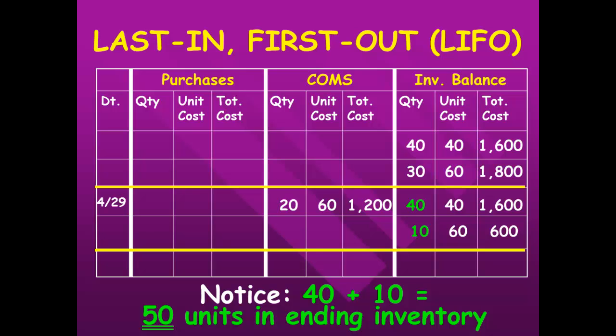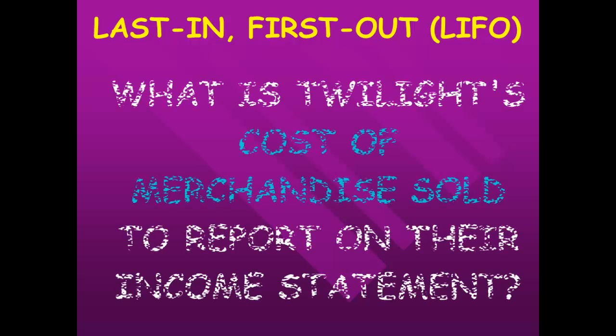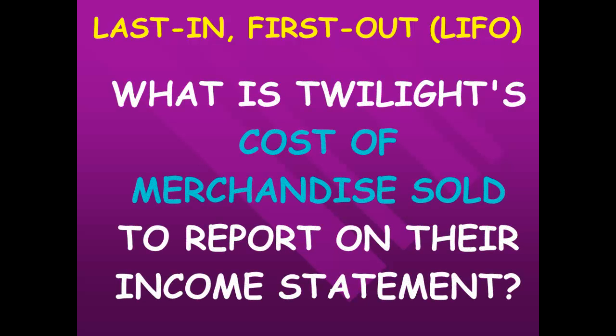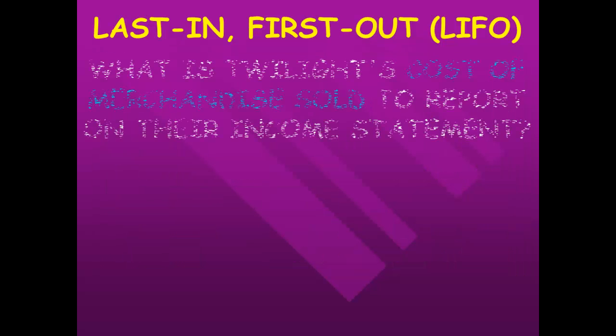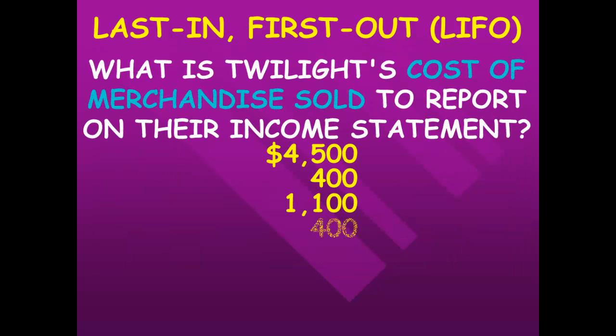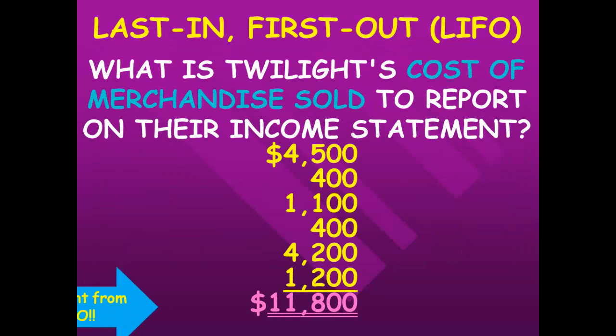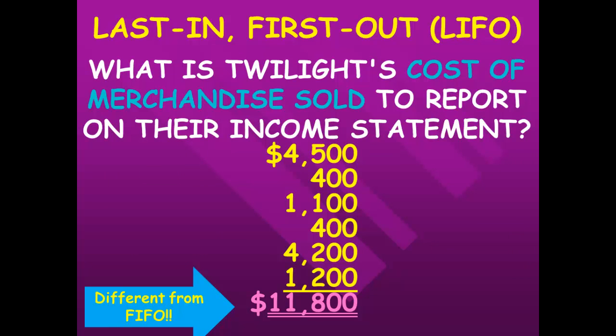Now, why did we do this? Well, to figure two numbers. First off, we need to know cost of goods sold. What is my cost of goods sold? Well, I'm going to go to the column where it says cost of goods sold. I'm going to go to the amount column. I'm going to add it all up. Here's what your figure should look like. And you come up with $11,800.